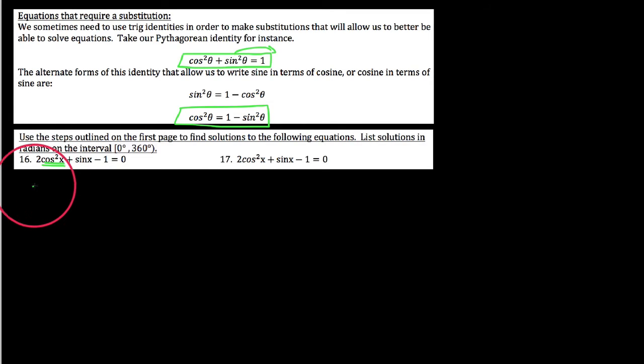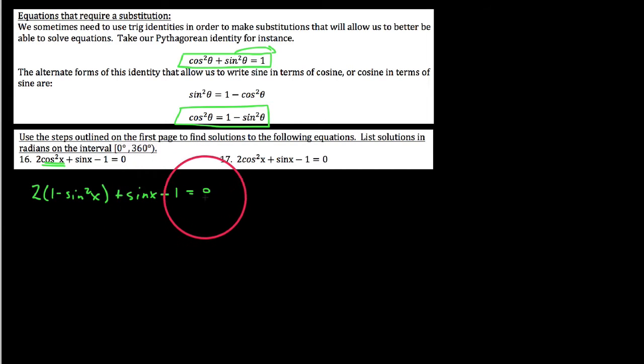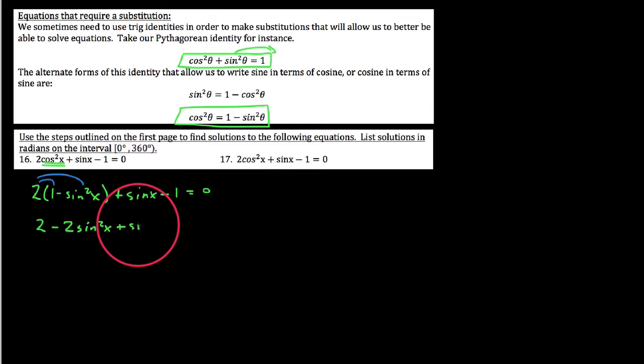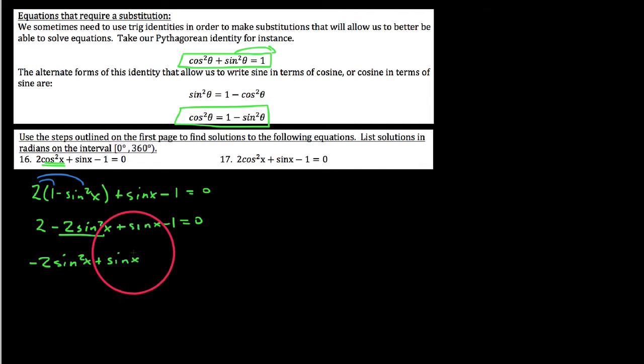I suppose that we would get 2 times, in parentheses, 1 minus sine squared of x, plus the sine of x minus 1 equals 0. And so the first thing I'm inclined to do is to go ahead and simplify. We'd have 2 minus 2 sine squared x plus the sine of x minus 1. And like we do with polynomials, we like them to be in standard form. Well, same thing with trig equations. So let's put this term up in front. We'd have negative 2 sine squared of x plus the sine of x. And then combining like terms here, this positive 2 and negative 1 would give us a positive 1 equals 0.